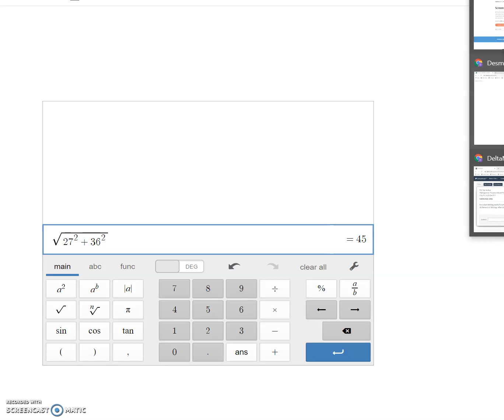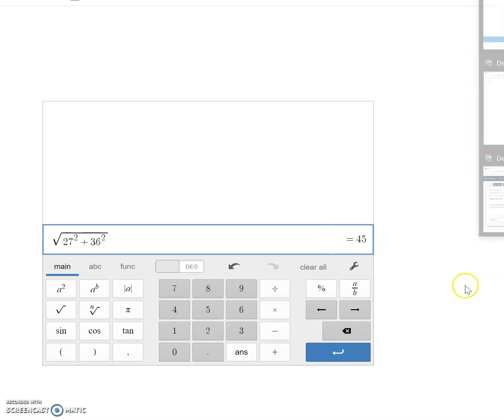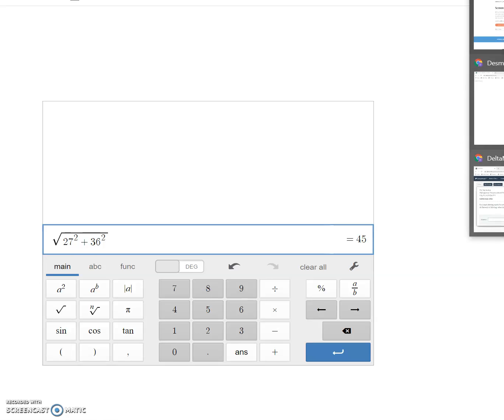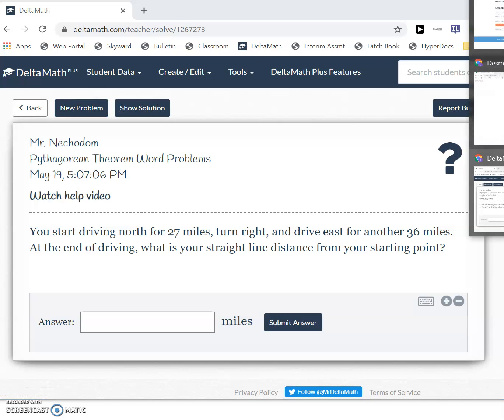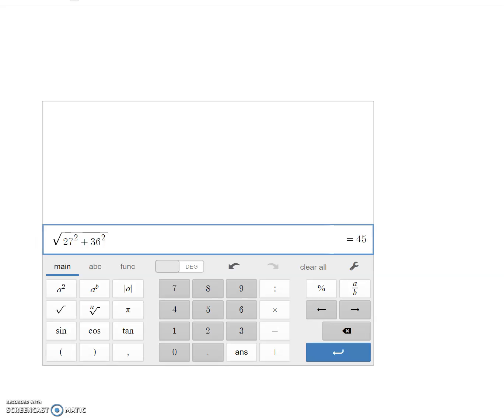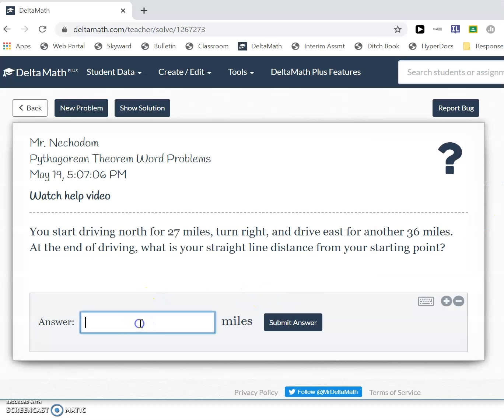What I did there was just type the whole thing into Desmos and tell it to do the calculation, because honestly, I really didn't care what 27 squared was and what 36 squared is, or what it is when I add them together. I just wanted to know the end result. So here I go, 45. Uh-oh, was it 27 or did I get those numbers wrong? Yep, 27, 36. So 45 miles.